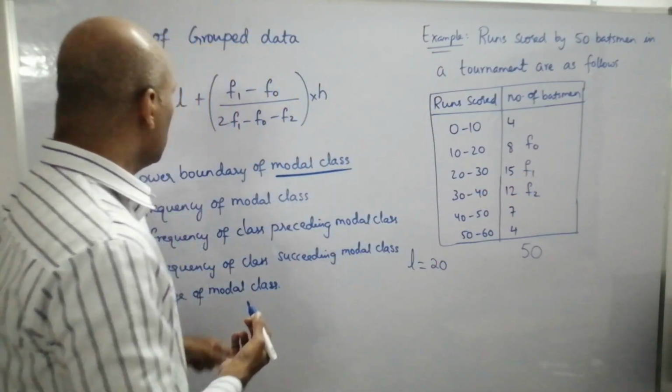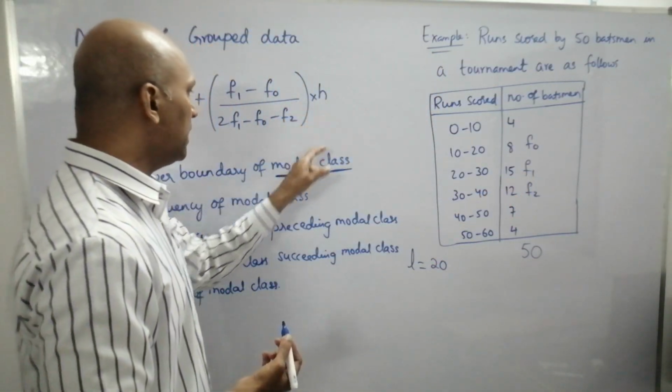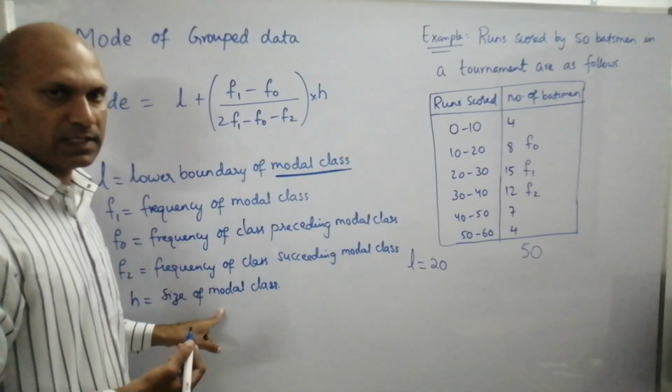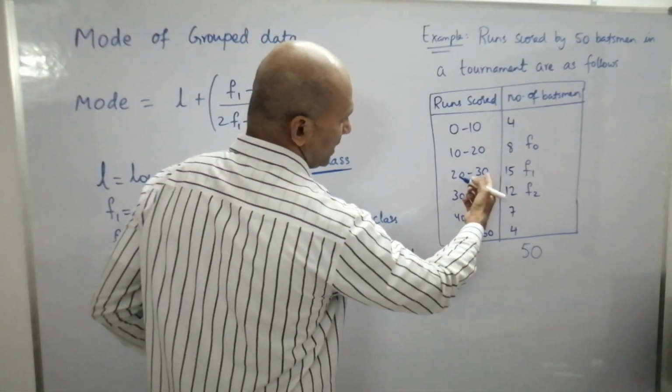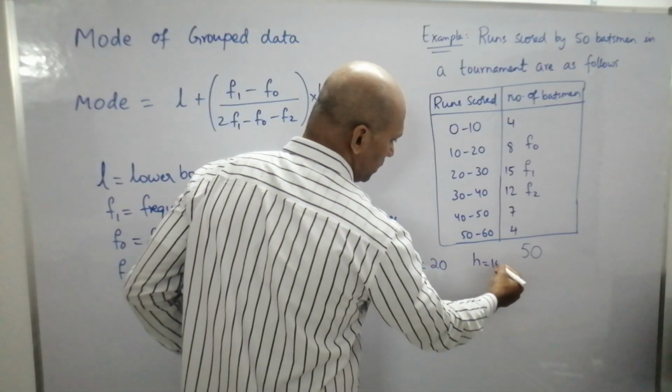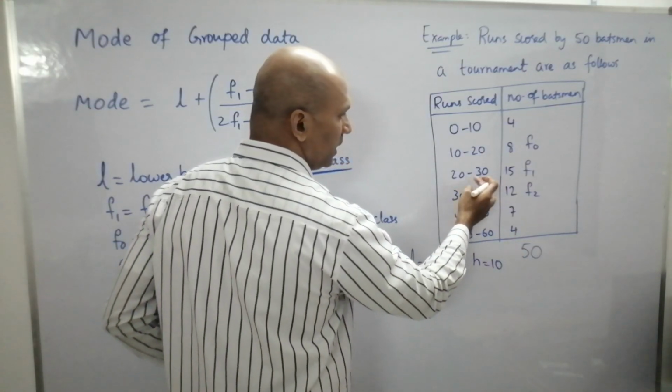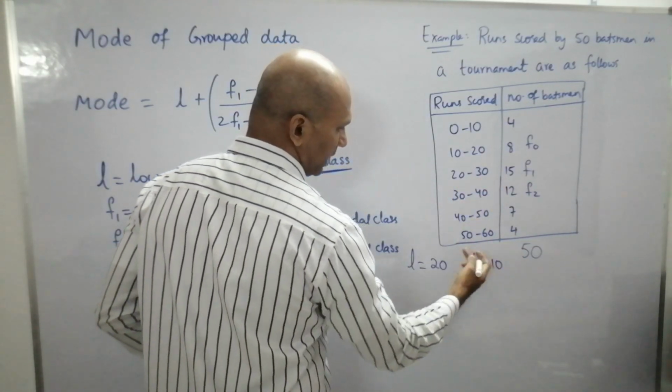Alright. And what else is there? H. What is H value? H is the size of modal class. What is the modal class size? 10. So H is equal to 10. See here, 20 to 30. What is the difference? 10.